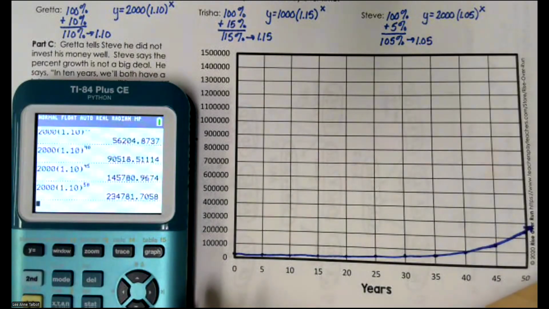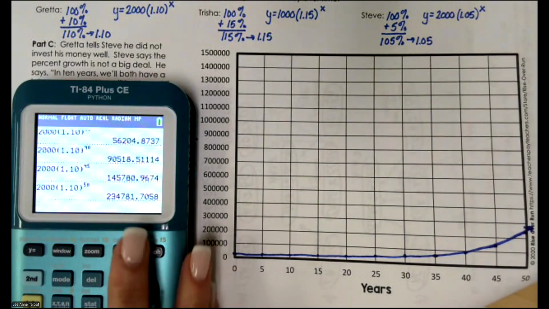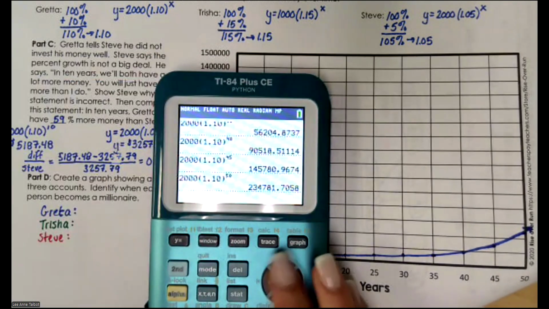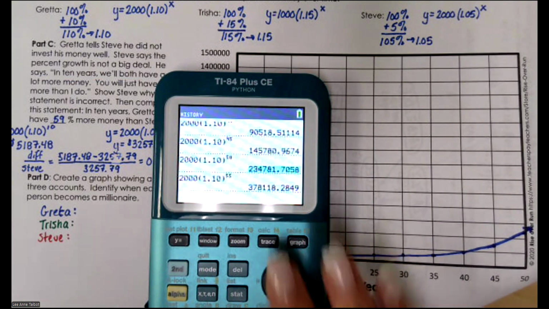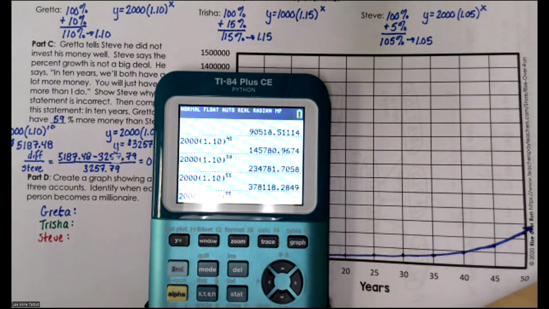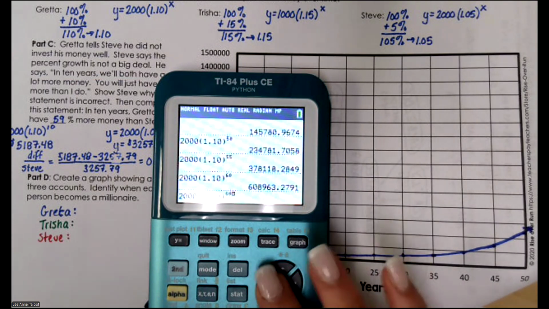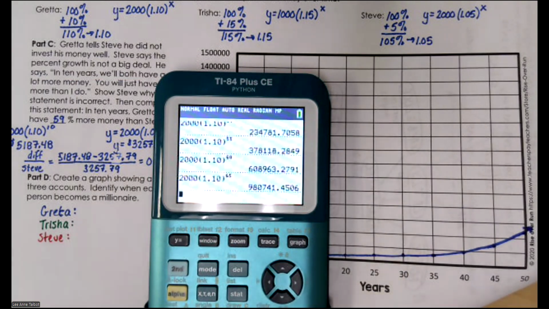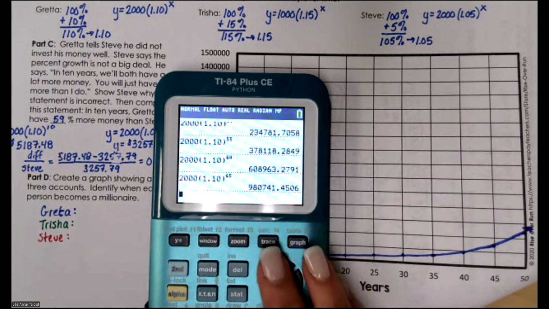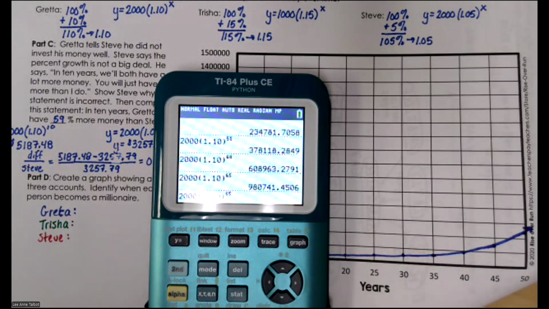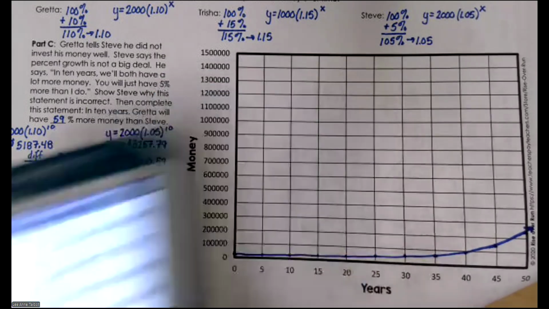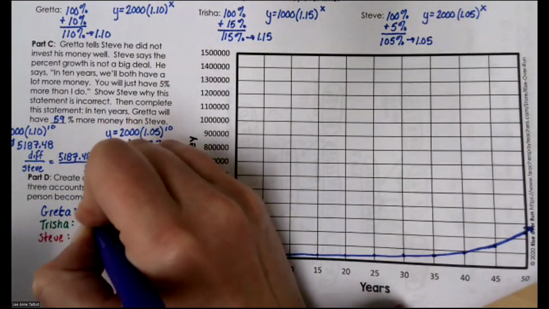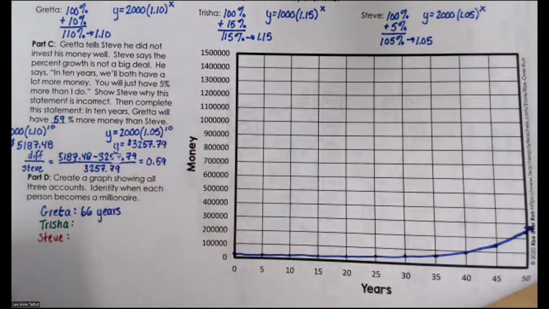Okay, now, is Greta a millionaire yet? No. Okay, so I'm just going to keep going. I'm done with the graph part, but I'm going to try 55. No. 60. No. 65. Ooh, I'm close. 66. Okay, so 66 is where it crosses into a million, so 66 years.